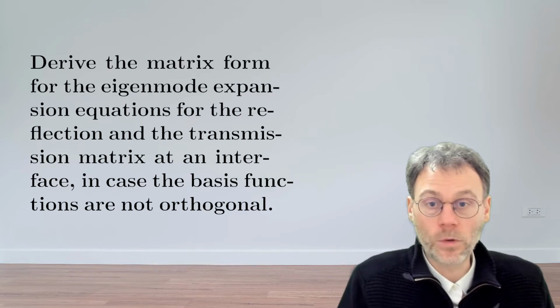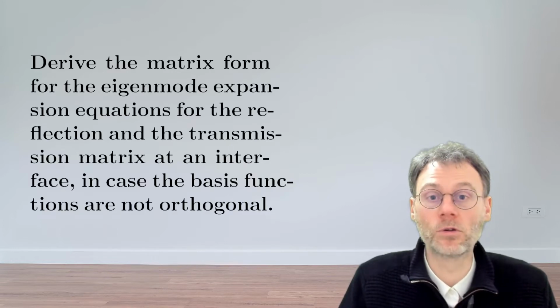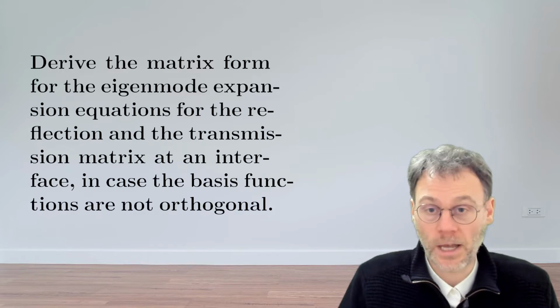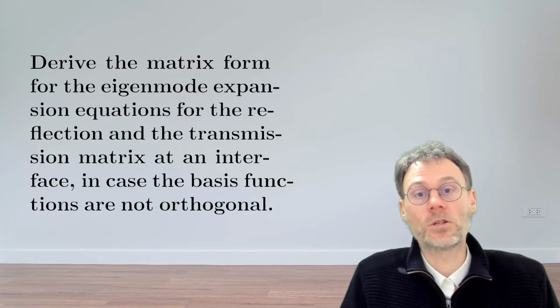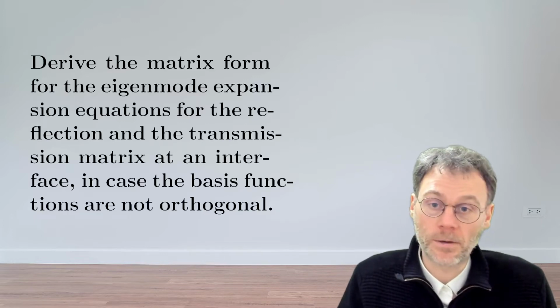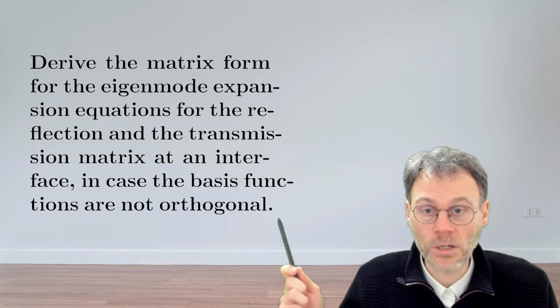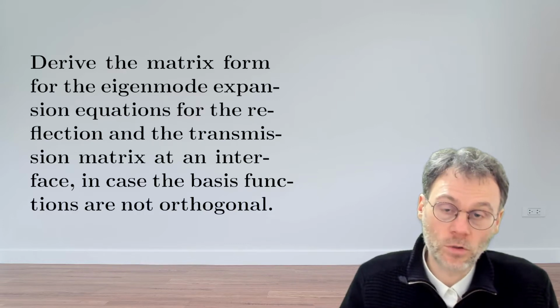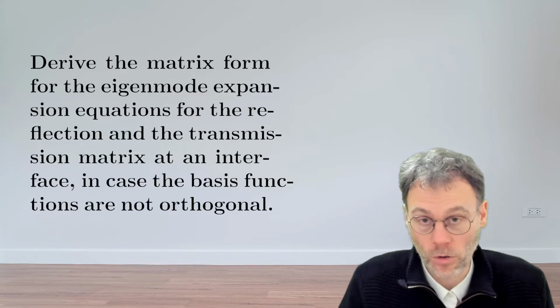In the textbook, we've given the equations for the reflection and the transmission matrices when we were doing eigenmode expansion of the scattering at an interface between two waveguides. But we've derived these equations under the conditions that the basis functions, the eigenmodes, are orthogonal. The question in this exercise is, what do these equations look like if your basis functions are no longer orthogonal?